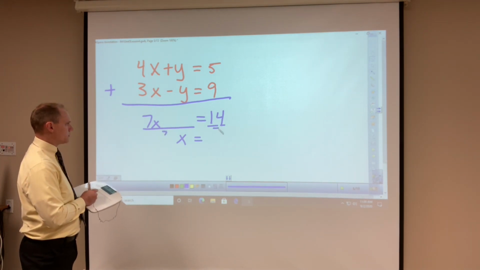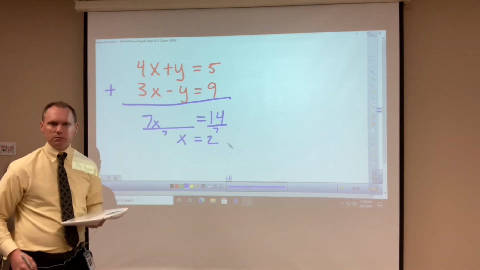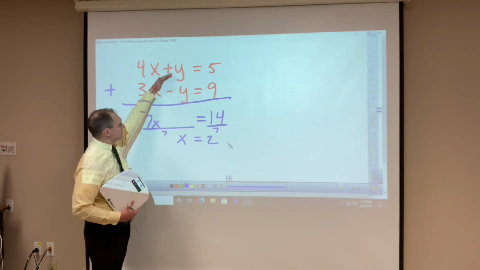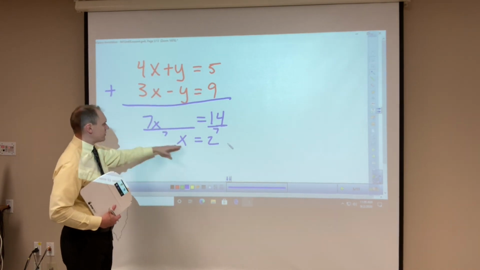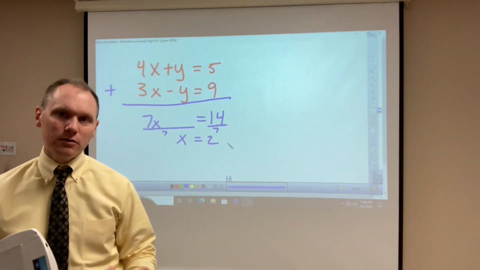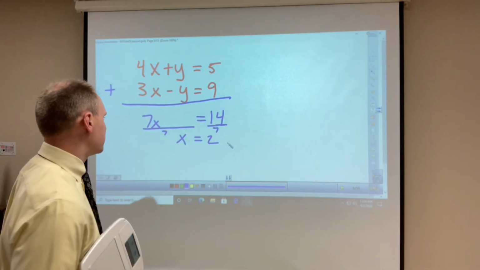Got ahead of myself there. X is equal to 2. See how simple that was? If we added the two equations together, we eliminated y and we were able to solve for x. X is 2. That would have taken a little bit longer had we used substitution.